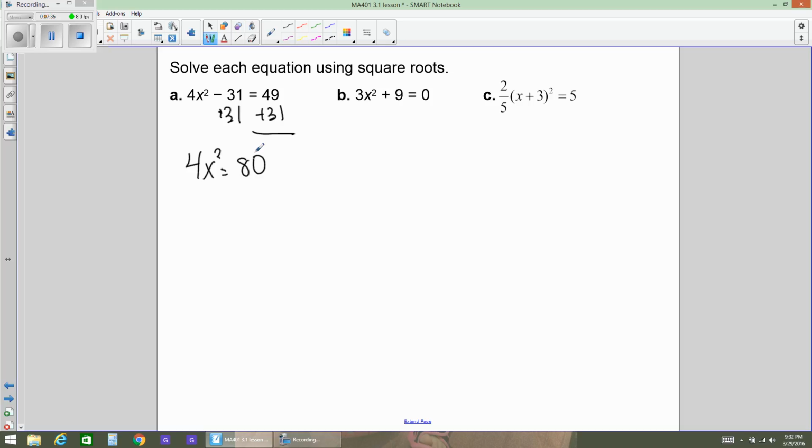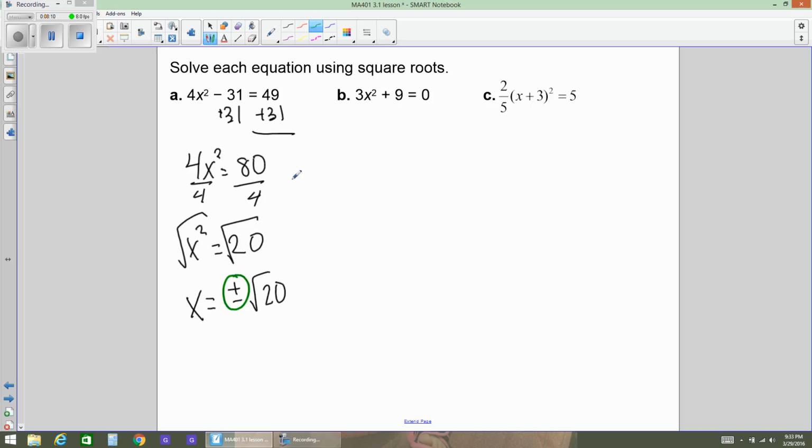Now what? I'm solving for x here. Divide by 4 and get x squared equals 20. Now I square root both sides. So x equals plus or minus square root of 20. You have to have the plus or minus here.